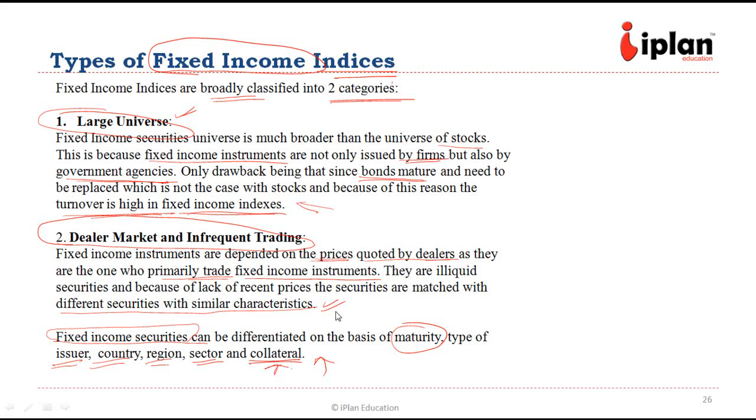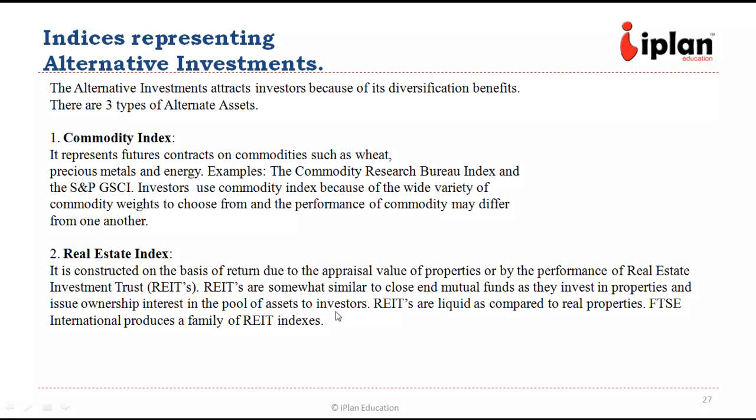Now let us look at the other indices representing alternative investments. There are three kinds of alternative assets. One could be commodities. For them we have a commodity index, which represents the futures contracts on commodities such as wheat, precious metals like gold, silver, etc., energy. So we have a commodity index which represents the price changes in any of these commodities.